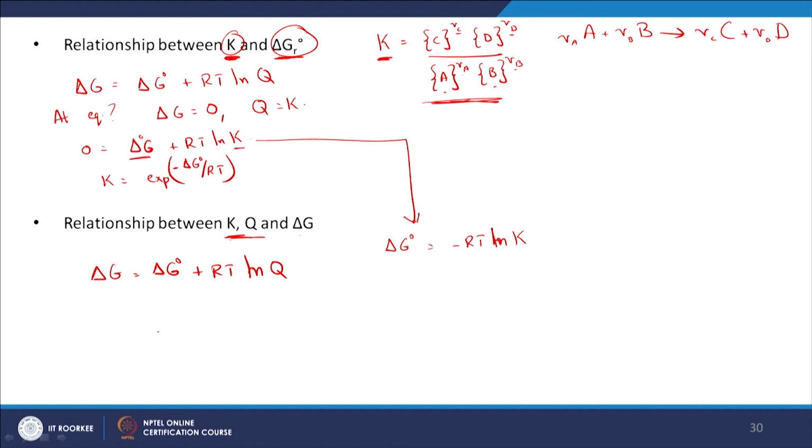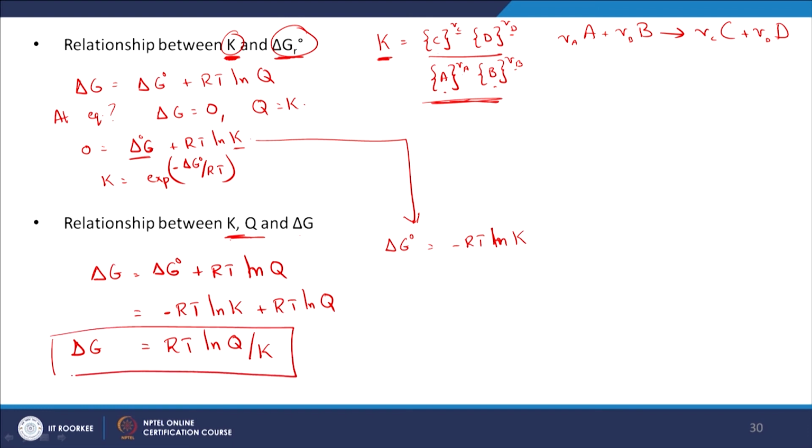So, plugging that in, what does that mean? That is equal to minus RT natural logarithm of K plus RT natural logarithm of Q, right. And that translates to delta G equal to RT natural logarithm of Q by K, right. And so, this is a relationship we are going to use widely. So, you do not need to mug up anything here, everything is logical here, right.